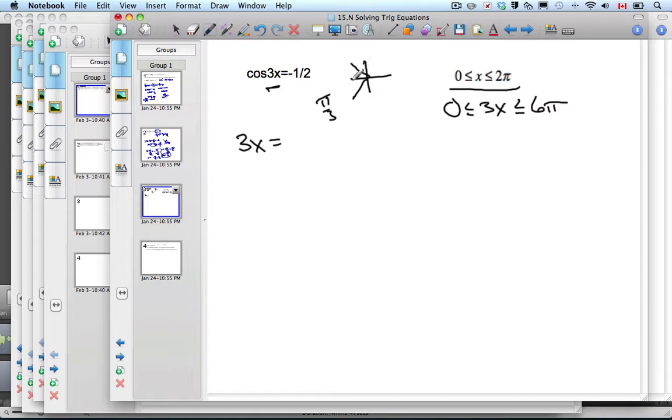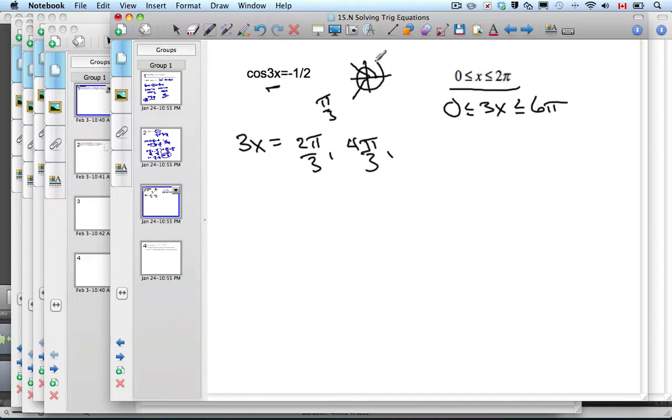And so I have to find all the angles. I'm going to go twice around the circle since it's 6 pi, which means I'm going to have 6 answers. Let's not lose track of any. So the first one will be 2 pi by 3, and the next one, 4 pi by 3.